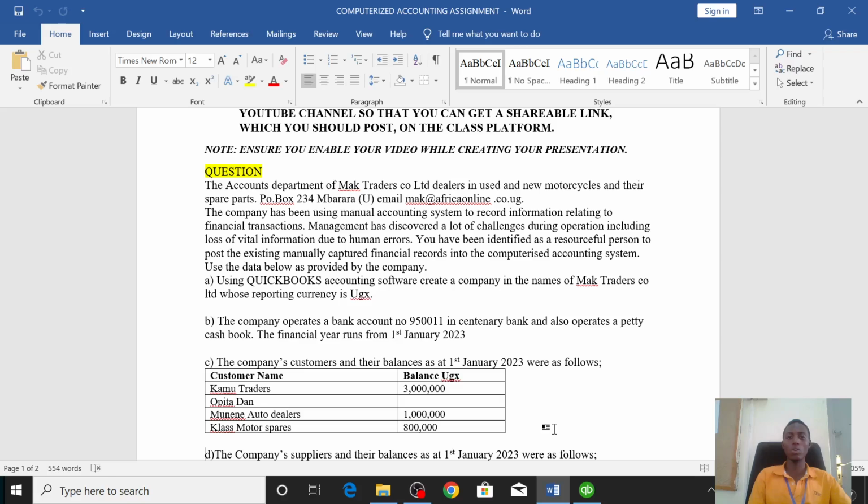I'm here to go on with our assignment that was provided to us. It's a question about Mark Traders Limited. The question is saying we are required to use QuickBooks accounting software and create a company. The name is Mark Traders Company Limited, whose reporting currency is in UGX.